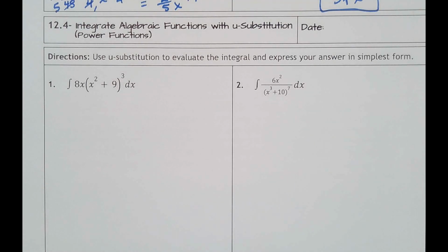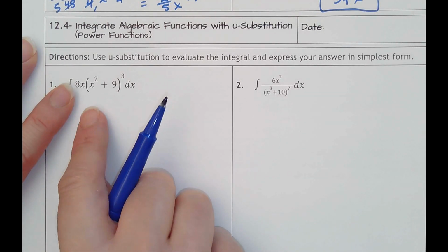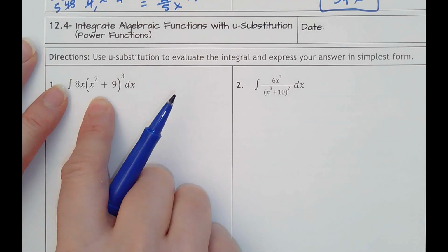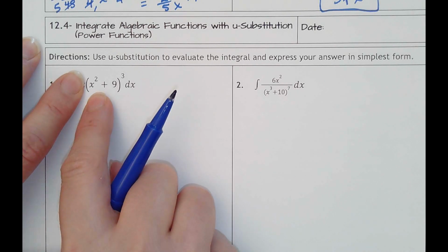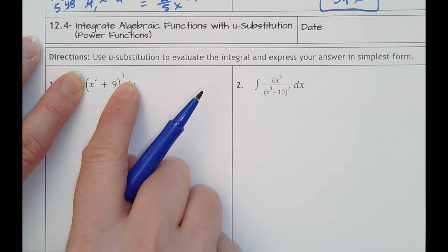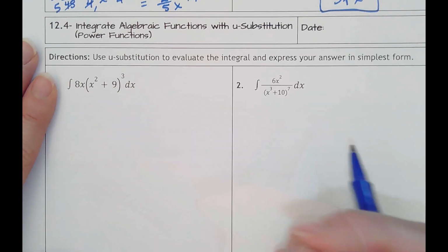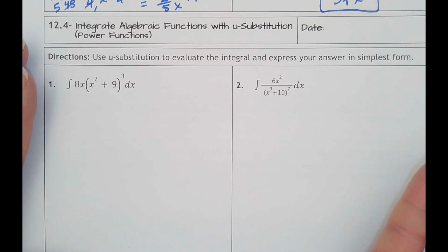Lesson 12.4 is integrating algebraic functions with what's called u-Substitution of power functions. So what would happen if we had a function like this, and to get this all in a power function where there's no parentheses, I would have to take this x squared plus 9 times itself 3 times, and then times the 8x. I could do that, but that takes quite a while.